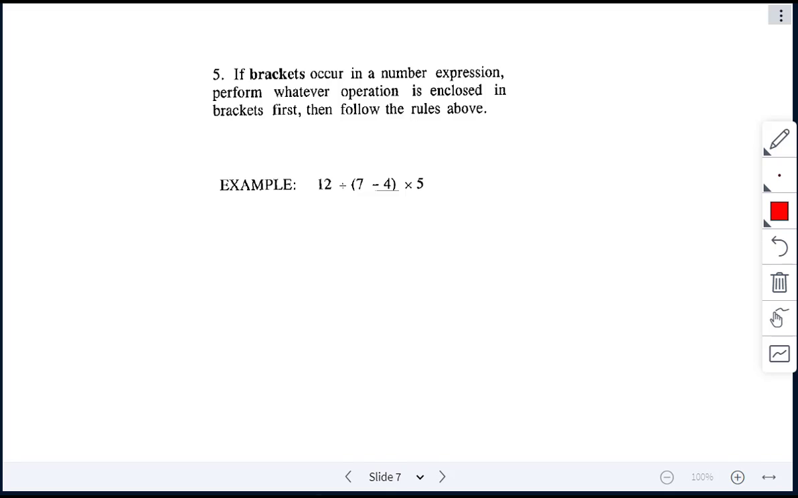Next we have brackets. So if brackets occur, then you're going to solve whatever is inside that bracket first. Then you'll follow the rest of the rules. So our brackets here, we have a 7 minus 4 in the bracket. So we're going to do 12 divided by 7 minus 4, which gives me 3. And then we have times 5. All right, so now we would just go left to right because we have division and multiplication. So 12 divided by 3 first, which is 4, times 5, which gives me a final answer of 20.